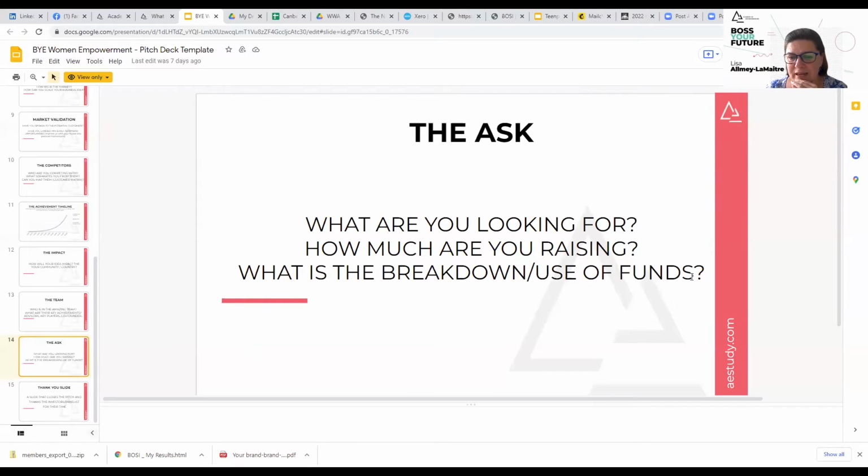And what is the breakdown and use of funds? If you're saying I need $50,000, well, $20,000 of that's going to be for R&D, $20,000 of that is for production, and $10,000 of that is for marketing. Then that's what they want to know. They want to know where their money's being spent, and if you're asking for money, how they're going to make their money back, and at what point you would either pay them out or they'd be receiving a profit from what you're doing.